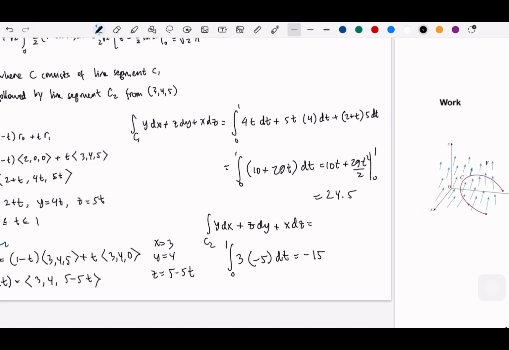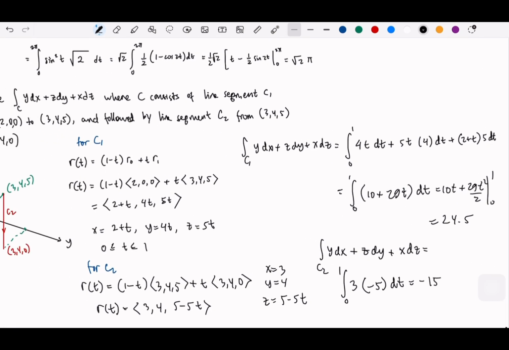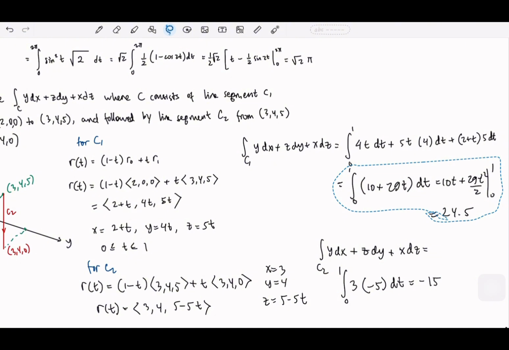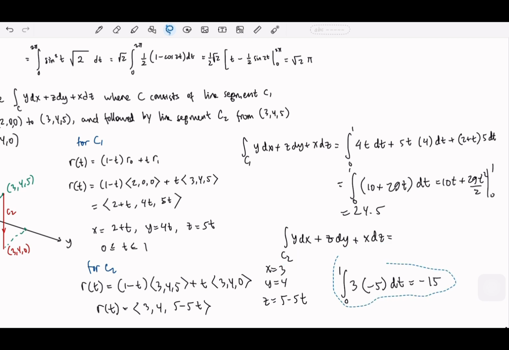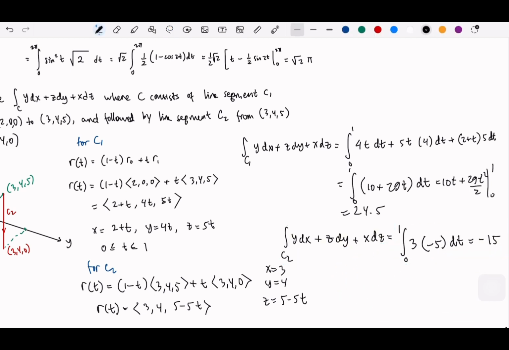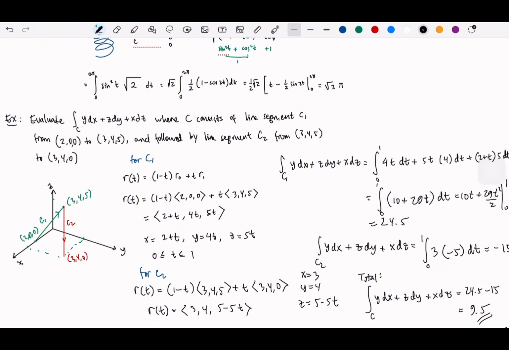And for the total, we just add these two numbers. So the total is 9.5. Okay. So I think I will end here. Okay.